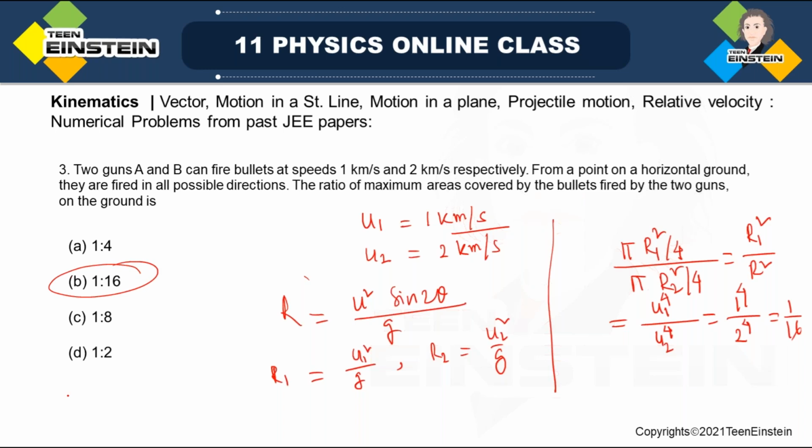Okay, so this is how you have to get the clue. When they are telling you about area, you have to take the trajectory as approximately circular, and the range has to be taken as the diameter of the trajectory. In that way, maximum range is possible only when theta is equal to 45 degree. By doing that, you can find out the range for both bullets, and from there find out the areas covered by them and take the ratio. Okay, so that's the way.